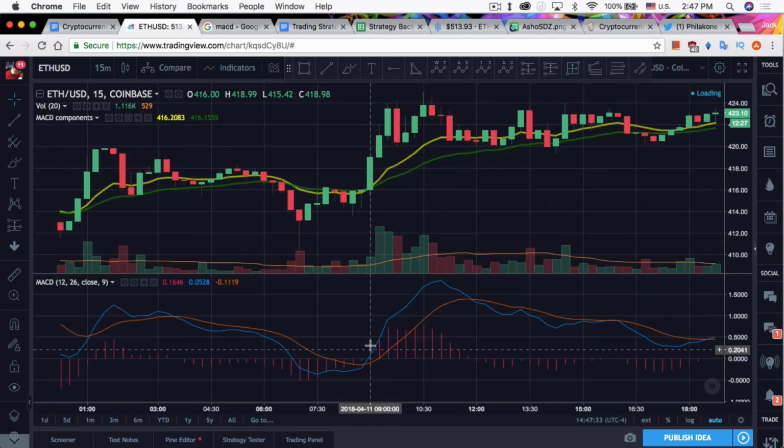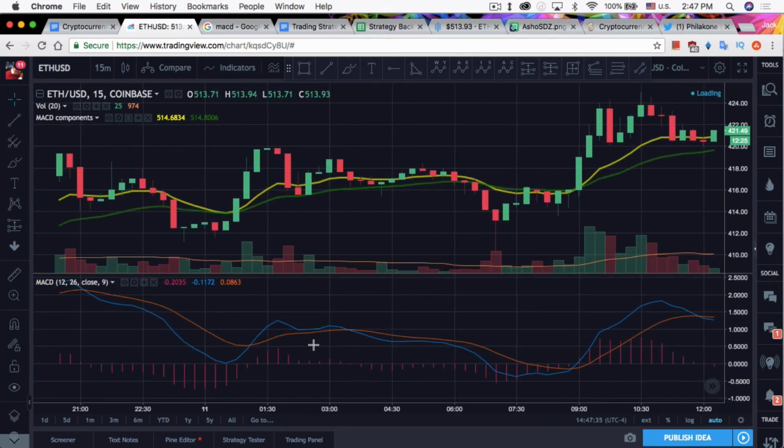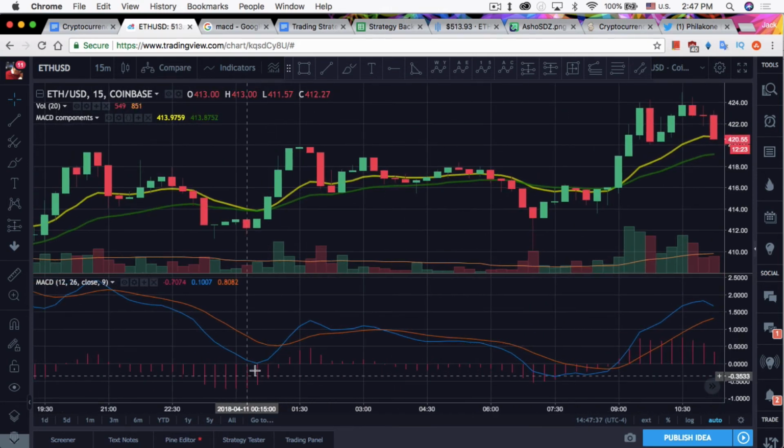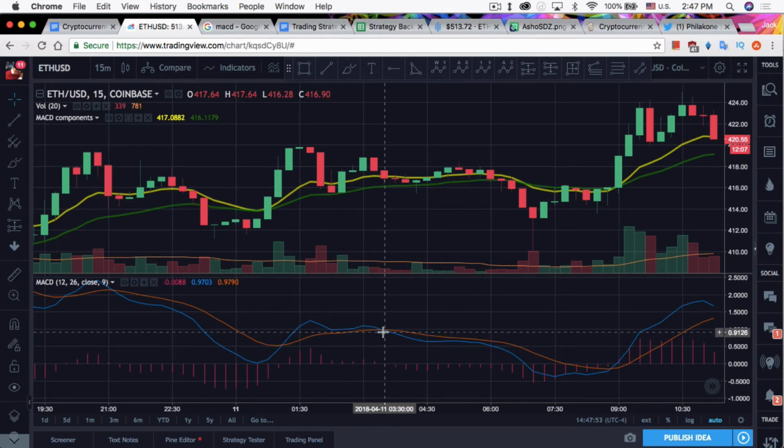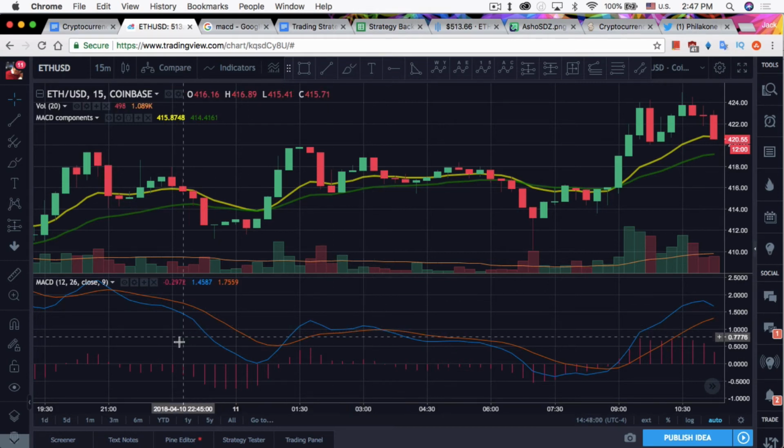These are still you make some profits. Again, they're not great profits. So here's a good example right over here. The blue line crossing over above the orange signal line, but this is when it's in positive territory. And you can see that when you bought it here at 417 and then you sold it here at 416, you lost money. I mean, granted, it's very little, but you still lose money in that trade.